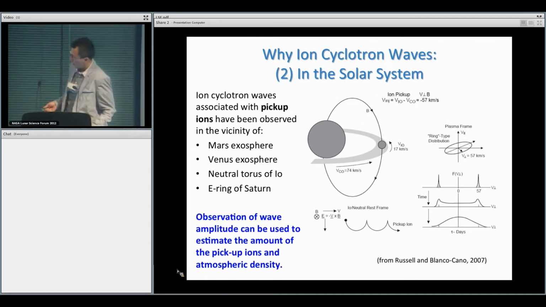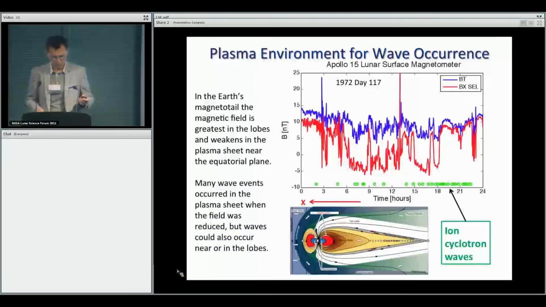And then people have found it is actually very powerful to use these observations of waves to infer the amount of pickup ions, or the atmospheres associated with these solar system bodies, through wave amplitude. So this may be what we could also do with our observations at the moon.